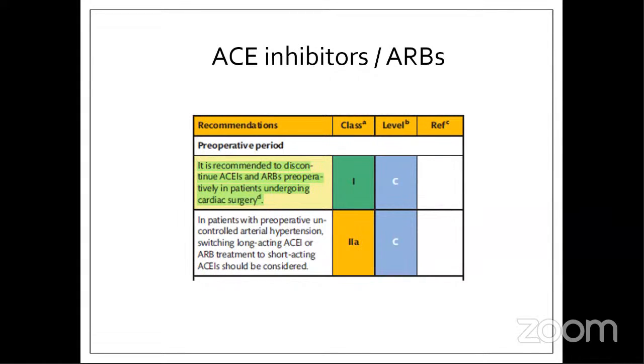Why? Because they are associated with reduced systemic vascular resistance and a vasoplegic state during and after cardiopulmonary bypass. Also, they are associated with a higher mortality rate, increased need for inotropic support, more atrial fibrillation, and postoperative acute kidney injury. In patients with preoperative uncontrolled hypertension, switching the long-acting ACE inhibitor or ARBs to short-acting should be considered.